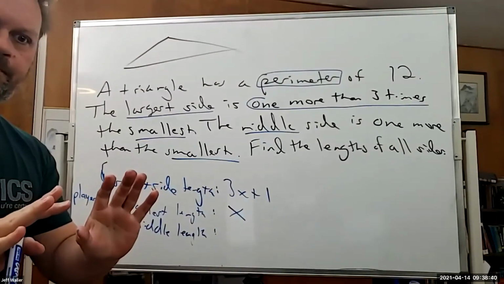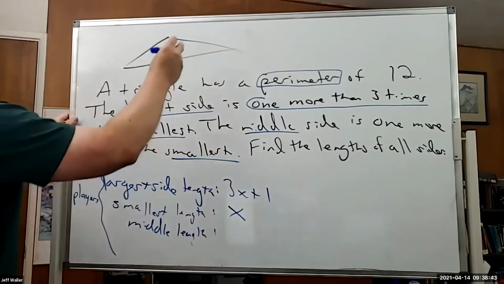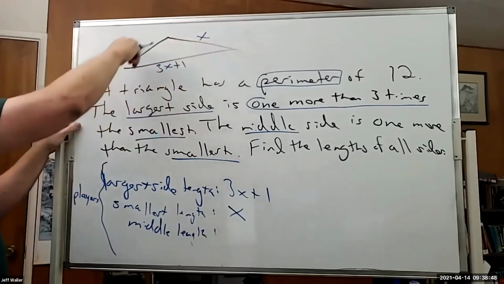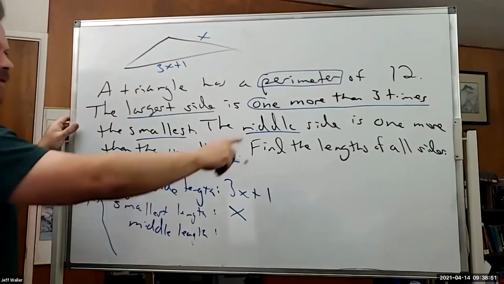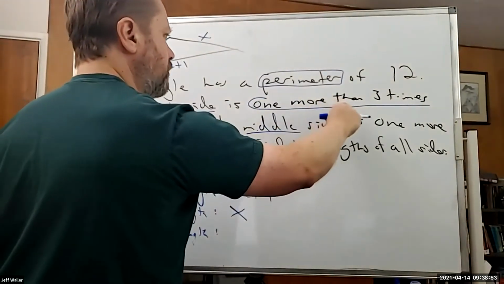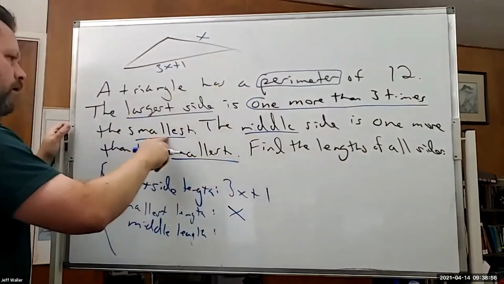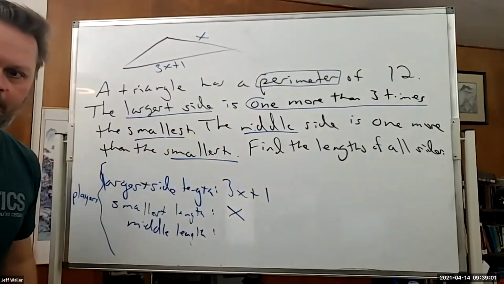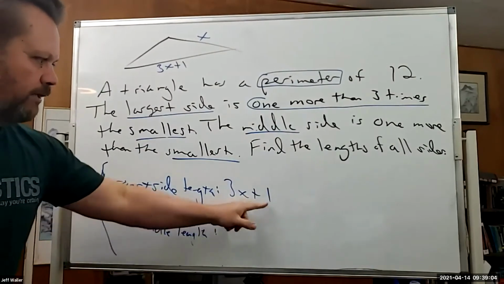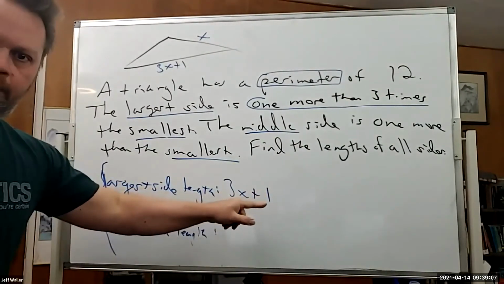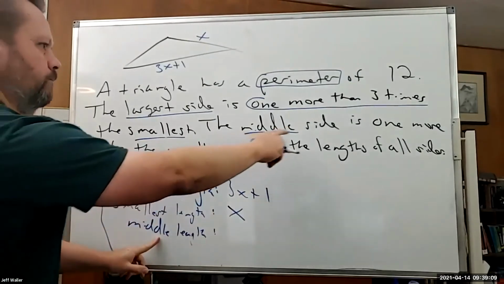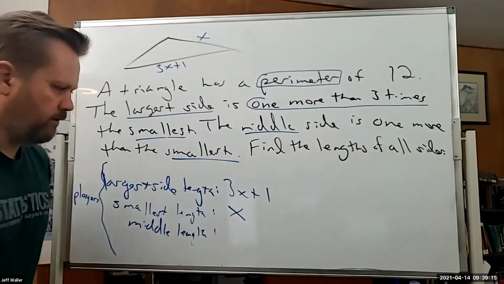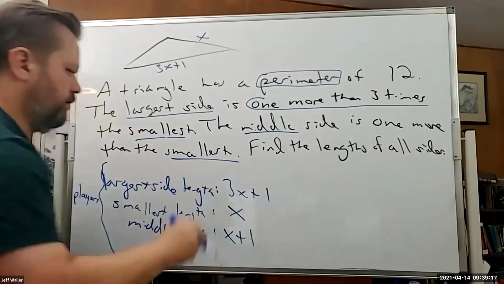Here's the smallest side, x. The largest side is 3x plus 1. I'm going to label my picture as I go. Do you guys see that? 1 more than 3 times the smallest: add 1 to 3 times x. Bam. I couldn't write that until I called this x. Now I can write that. What's the middle side going to be? X plus 1. Yeah, x plus 1.